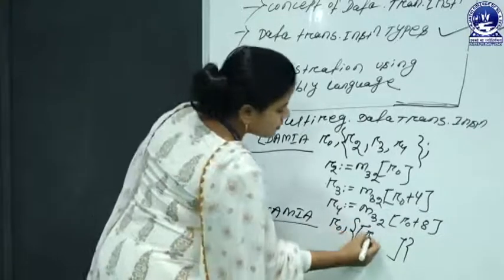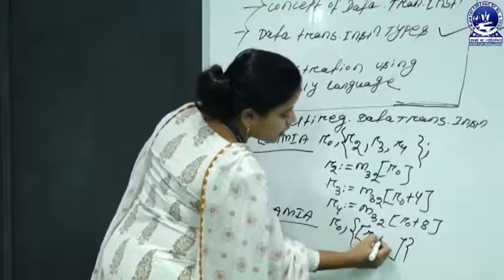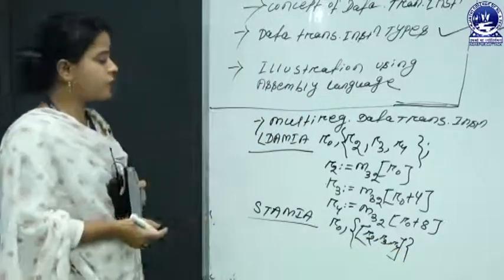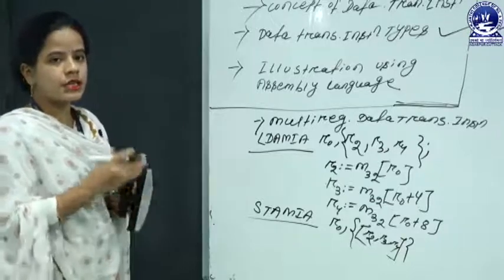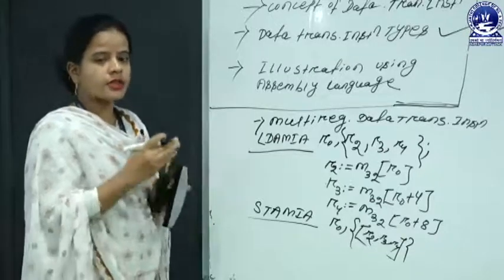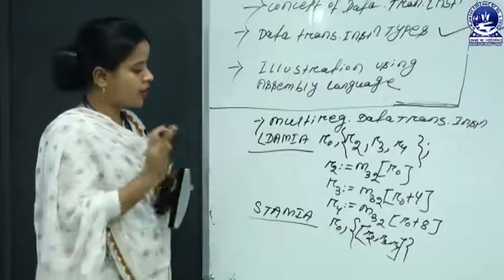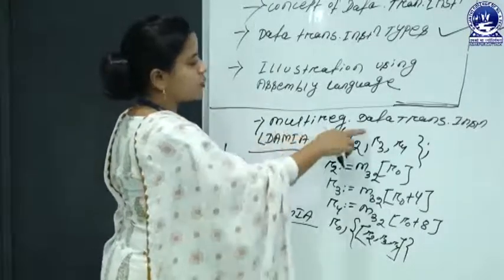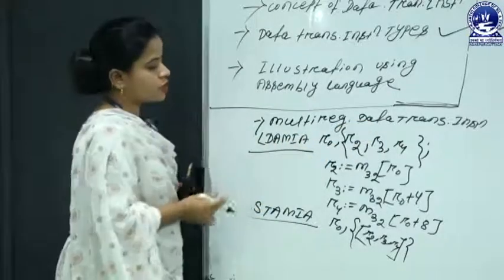That is R2, R3 and R4. So this is the expression of the store multiple instruction. That means all the execution data is held from a register to memory locations. Okay, so this is the expression of the multiple register data transfer instructions.